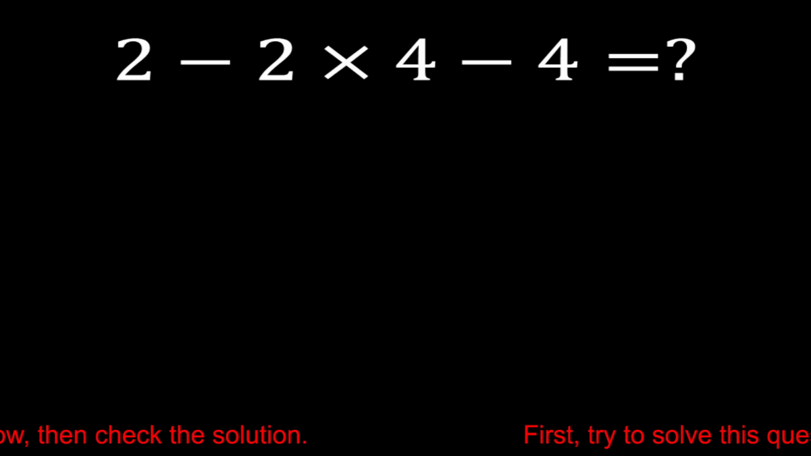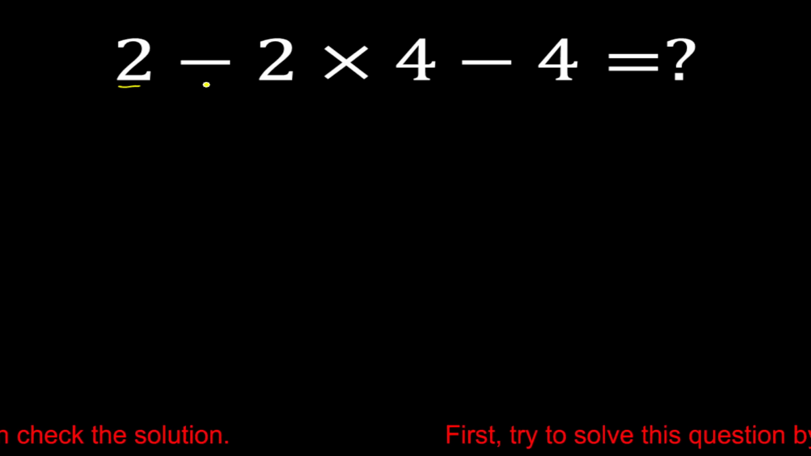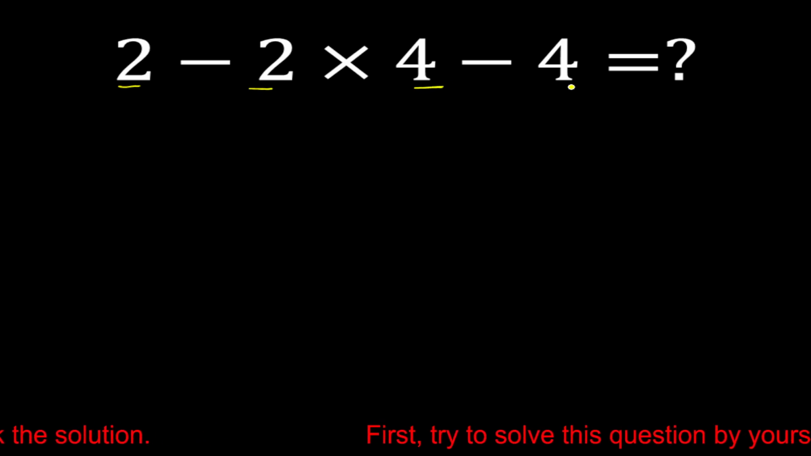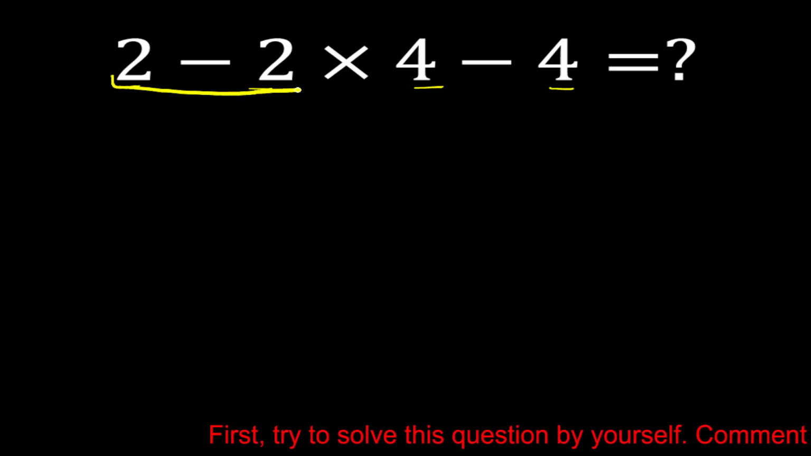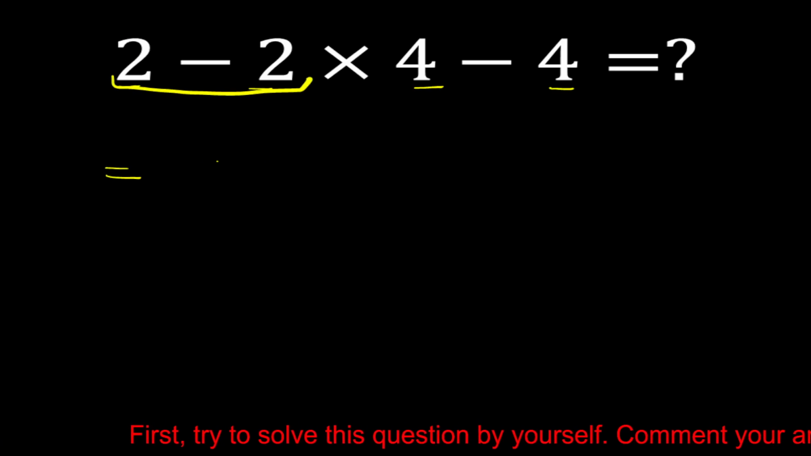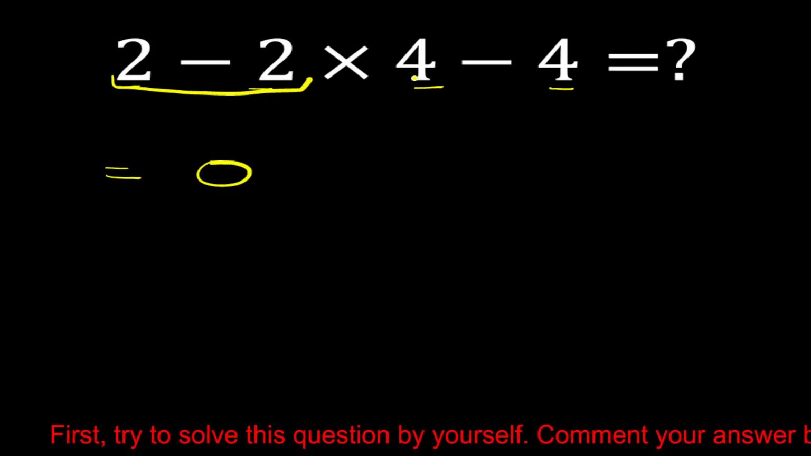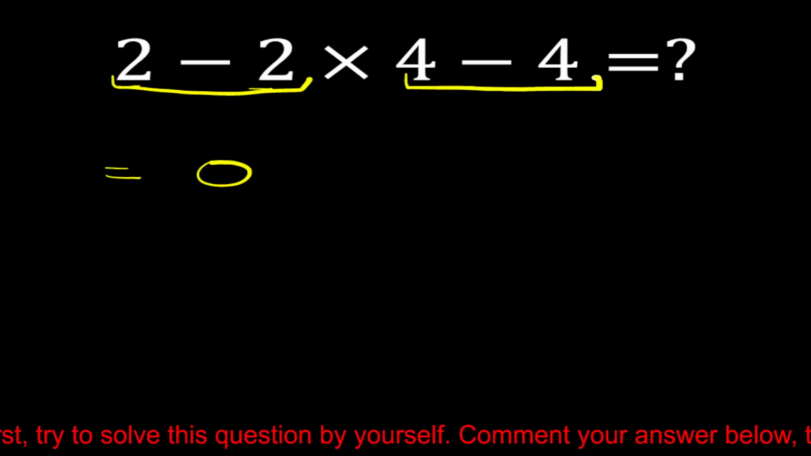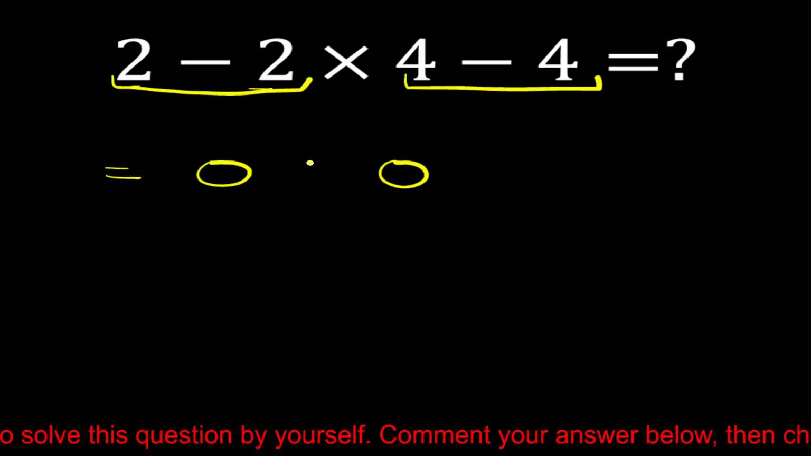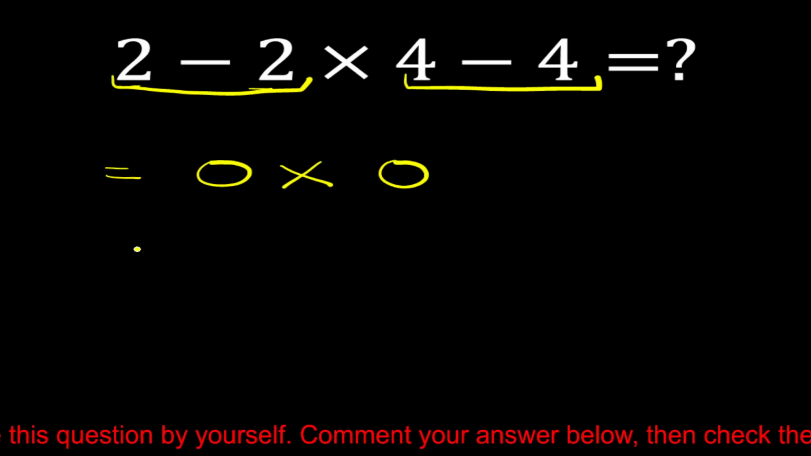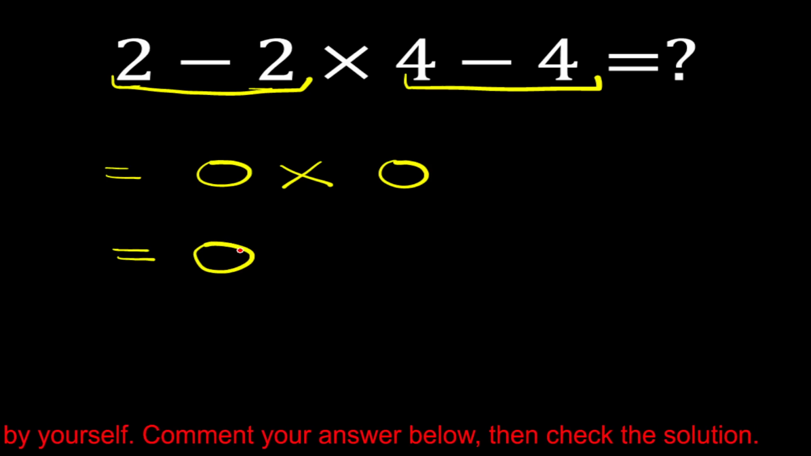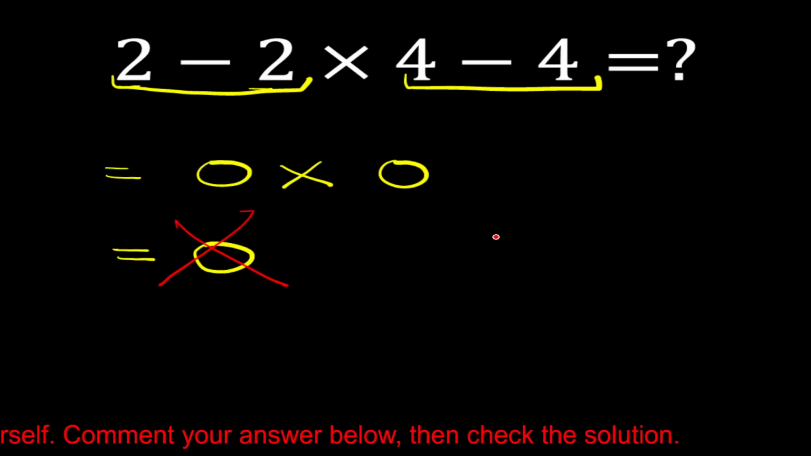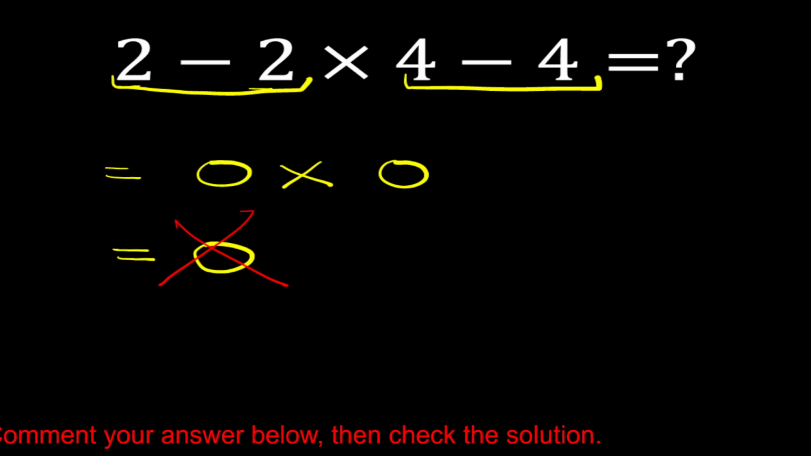So here we have a question: 2 minus 2 multiply 4 minus 4. Most people solve this question like 2 minus 2 is equal to 0. Then again 4 minus 4 is equal to 0. Now 0 multiply 0 is also equal to 0. But here they are wrong, because this answer is not correct. This answer is completely wrong.